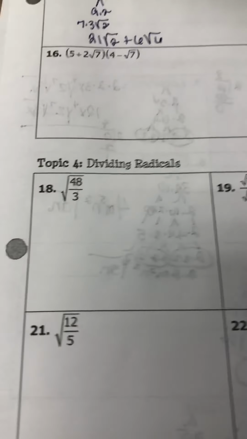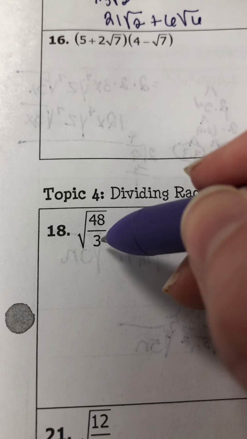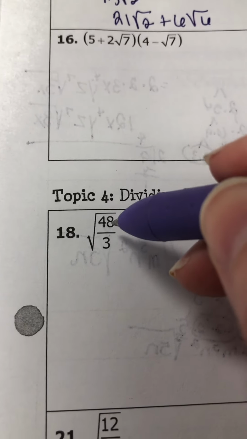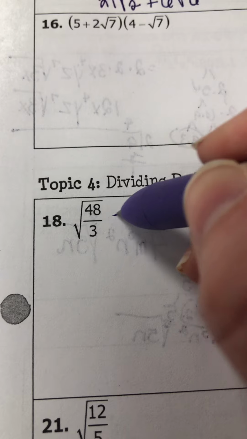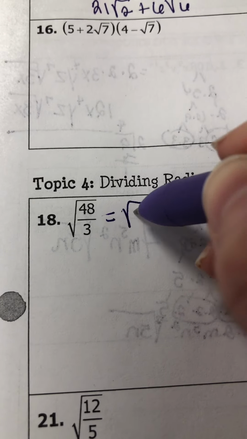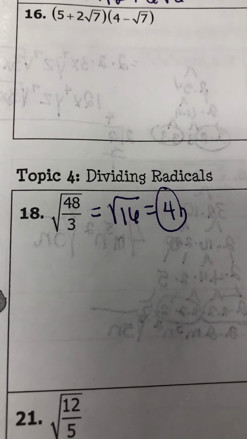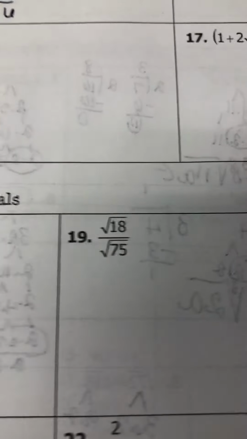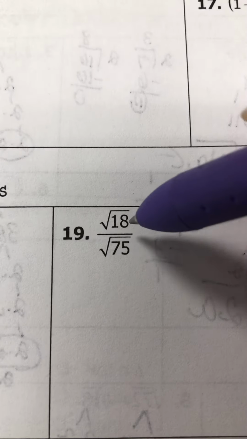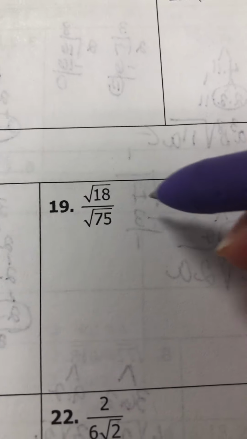Now let's skip on down and look at number 18. So with number 18, I noticed right off the bat that 3 will go into 48 16 times evenly. So I'm going to go ahead and divide out my fraction. 3 will go into 48 16 times, giving me the square root of 16, which is 4. Okay, looking at this one, we can't divide, but we can reduce what's inside the radical.